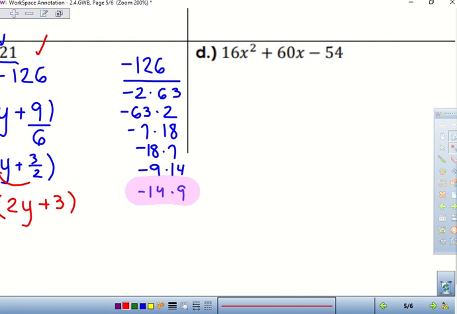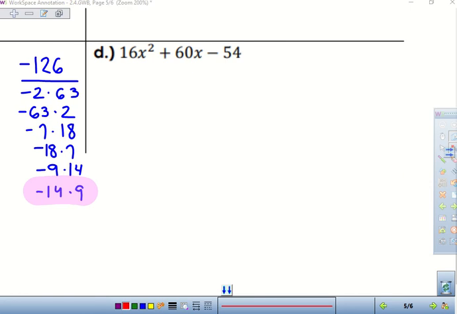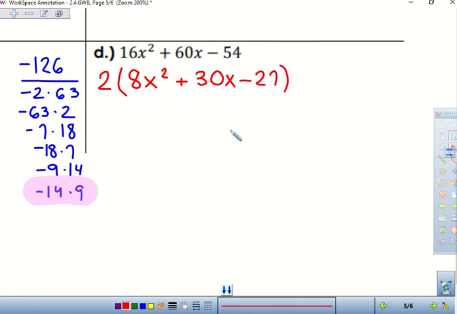Alright, we're going to do another one using this method. Step 1, is it in standard form? Yes. Step 2, is there a GCF? Yeah, we can take out a 2, right? So we're going to take out a 2, and we get here. But unfortunately, when we take that GCF out, we still have an a term that isn't 1, so we have to use the AC method.